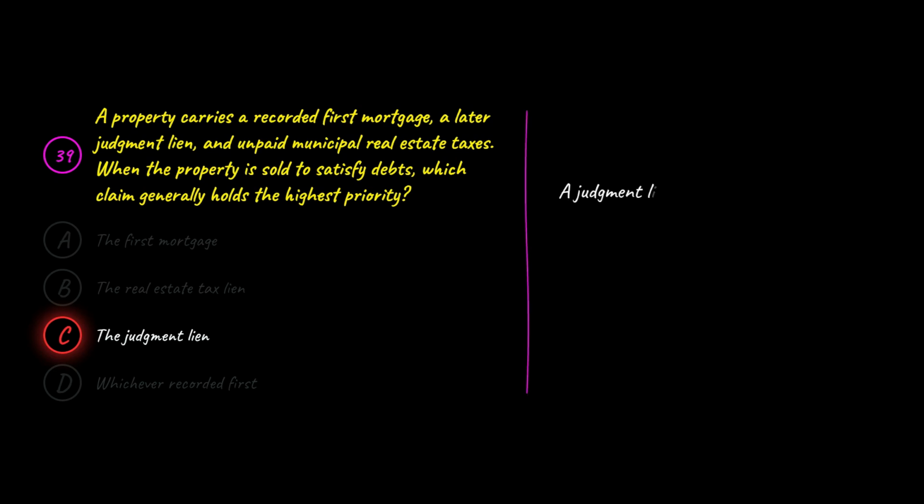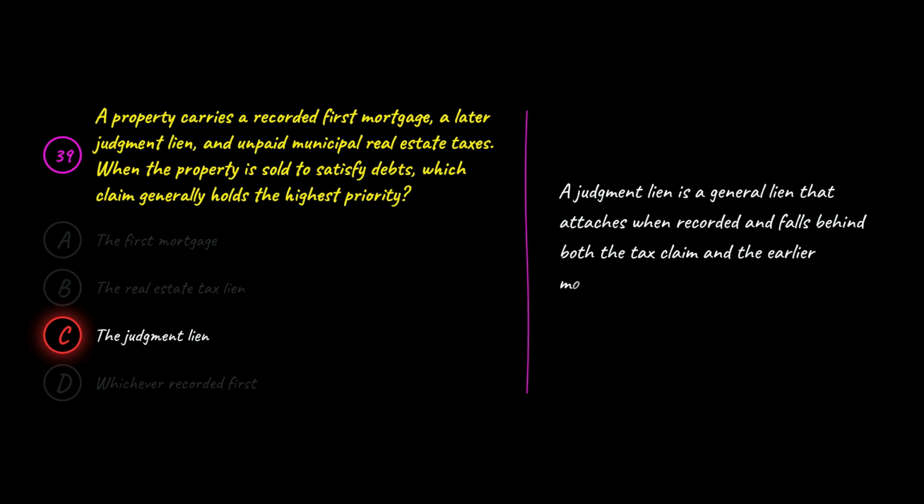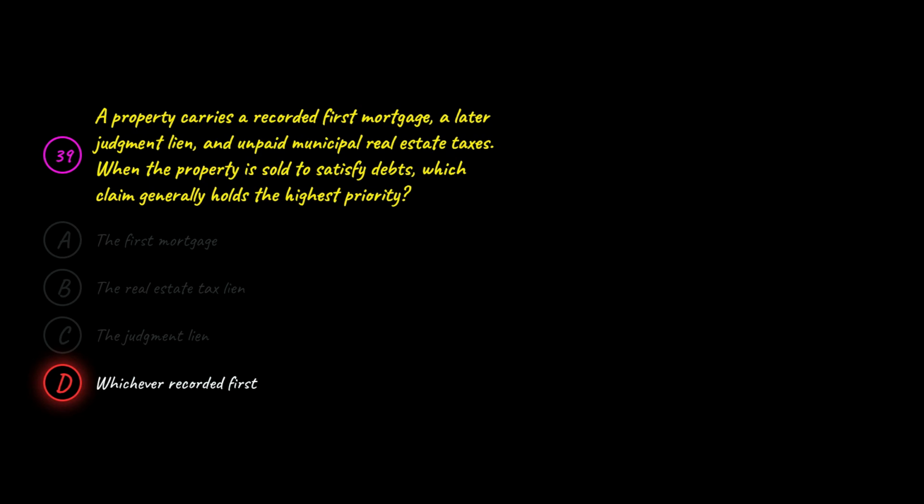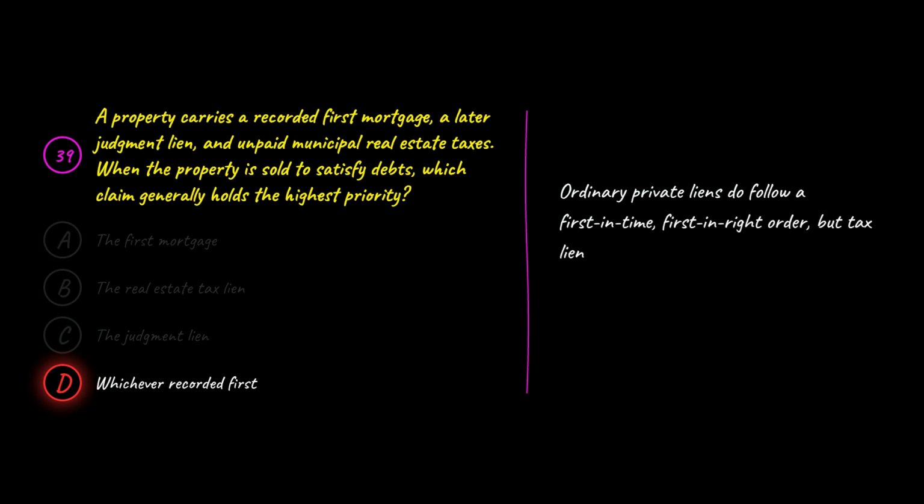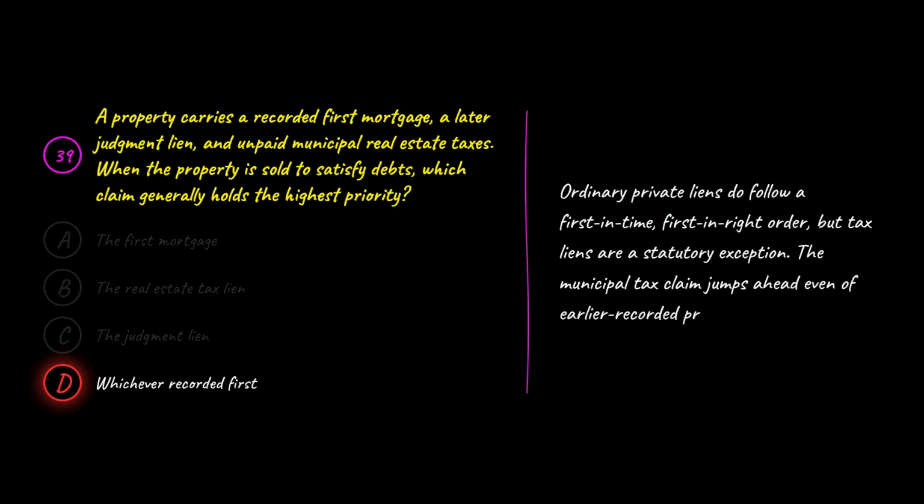C is wrong because a judgment lien is a general lien that attaches when recorded and falls behind both the tax claim and the earlier mortgage. It is among the last to be paid, not the first in line. D is wrong because ordinary private liens do follow a first in time, first in right order, but tax liens are a statutory exception. The municipal tax claim jumps ahead even of earlier recorded private liens, so recording order does not control here. Every forced sale must decide who gets paid first when several liens claim the same property.